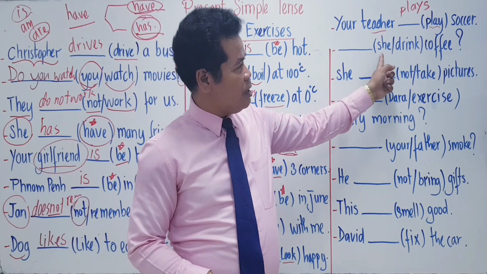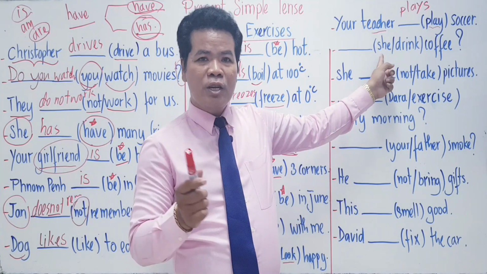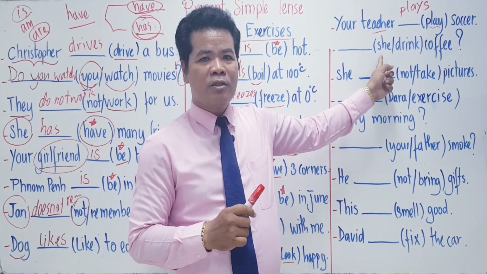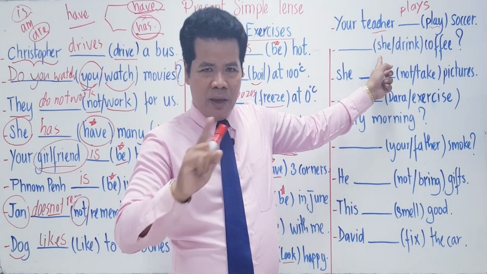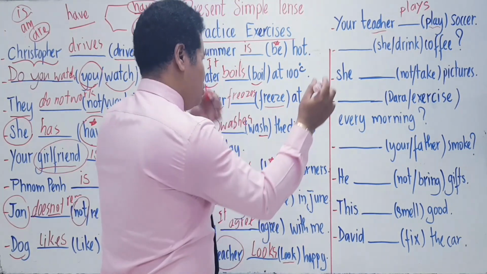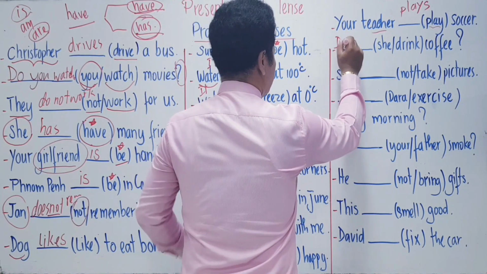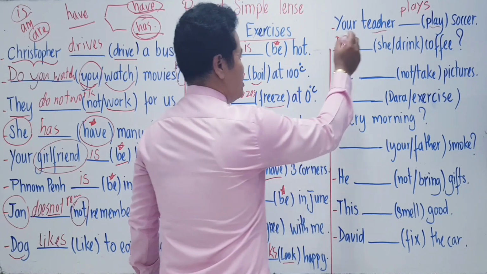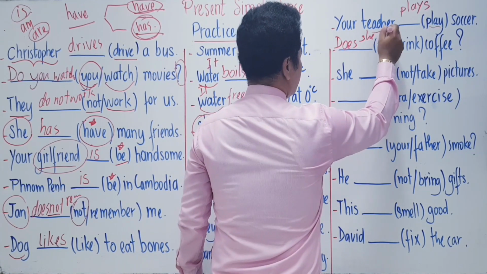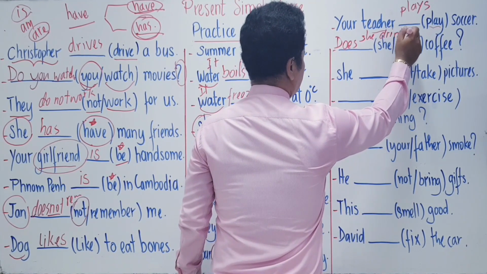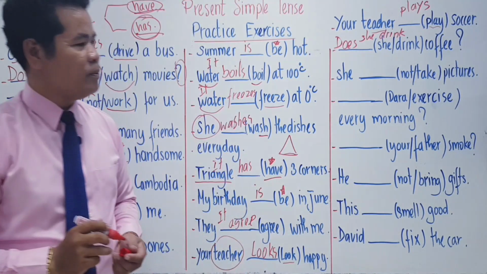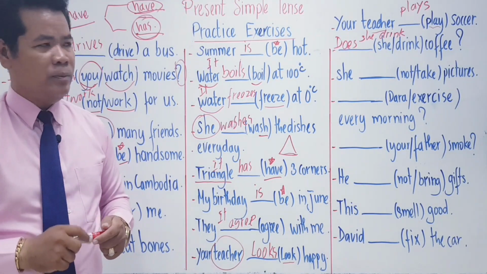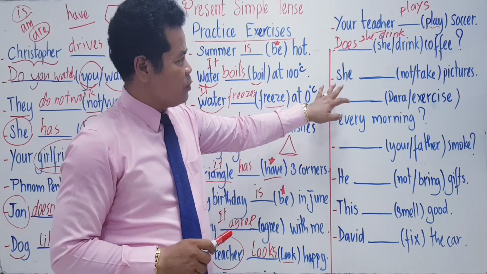Can you see the word she here? Yes. So she is the third person singular. So no need to think. Go to does. Does she drink? Okay? Does she drink coffee? Does she drink coffee?